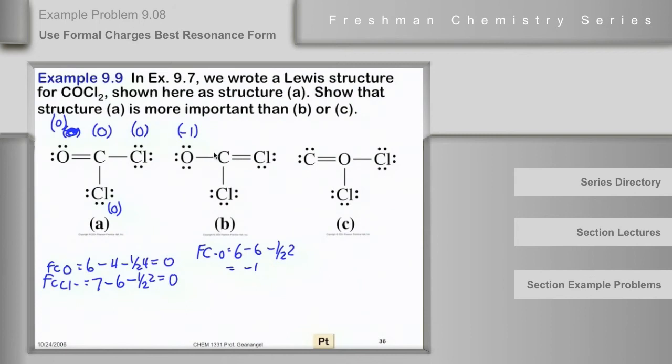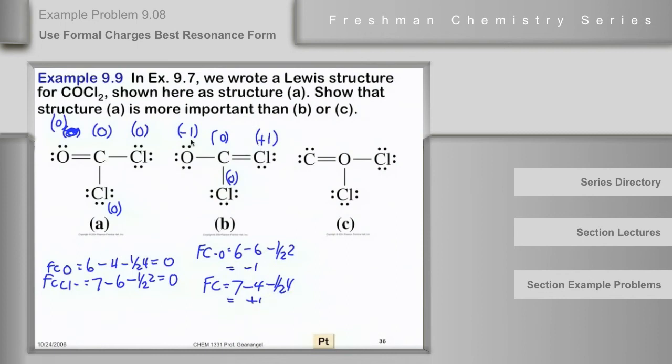This is a 4-bonded carbon here, so that's 0. This is a 1-bonded chlorine here. We saw that's 0. What about a 2-bonded chlorine? Formal charge of a 2-bonded chlorine: that's going to be 7 minus 4 minus 1/2 of 4. So that's 7 minus 6. That will be plus 1. Okay. So we have a -1 and a +1.